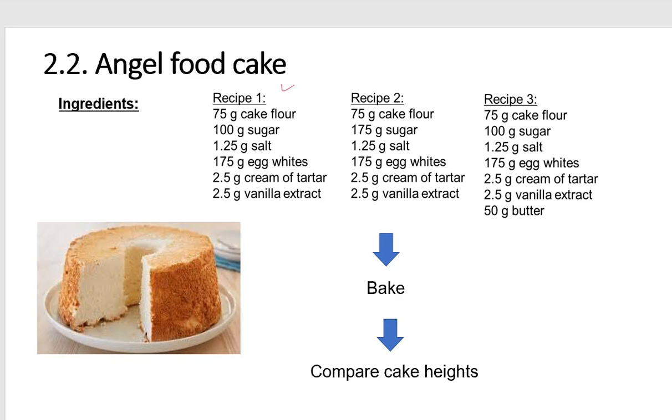So this is the first one. In the second one, we increase the sugar. We have more sugar here. What about the third recipe? Here, in addition, we have butter. Okay? That's the difference. So these recipes result in different cake heights. Here we need to compare the foam performance of egg whites. So this cake height relates to the foam performance of egg whites.